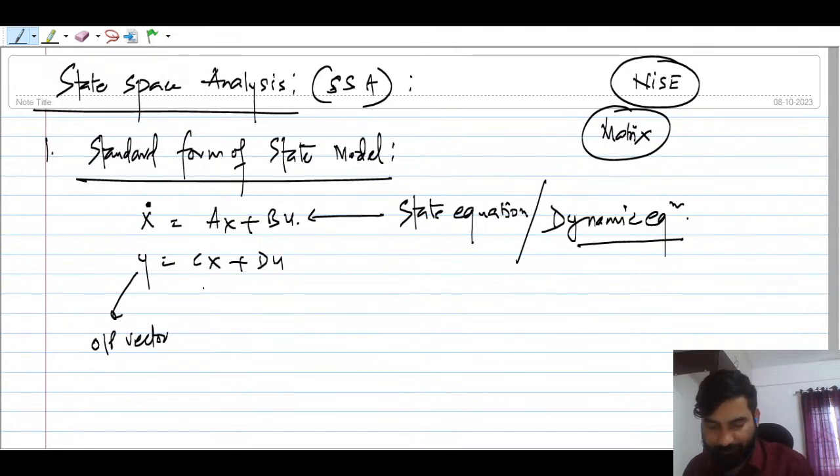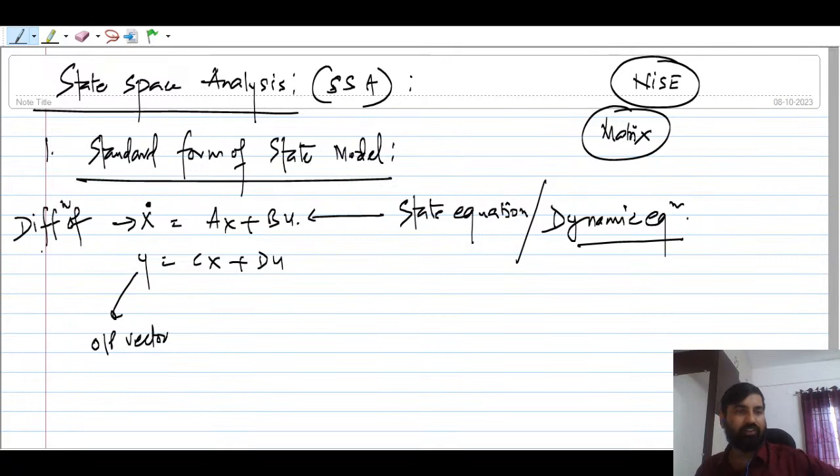X, okay. And x dot is nothing but the differentiation of the state vector, right? What is this x? X is nothing but the state vector, okay. Please remember these things, okay.